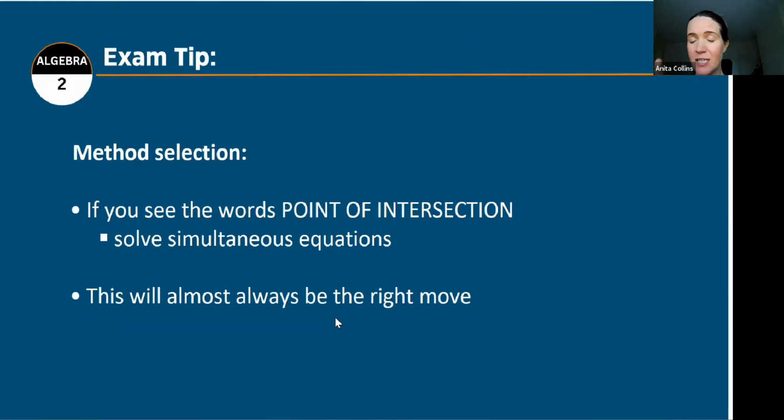And right, an exam tip. We're back to this idea of method selection that I've mentioned before. If you see the words points of intersection, you go for simultaneous equations. Don't overthink it. It will almost always be the right move.